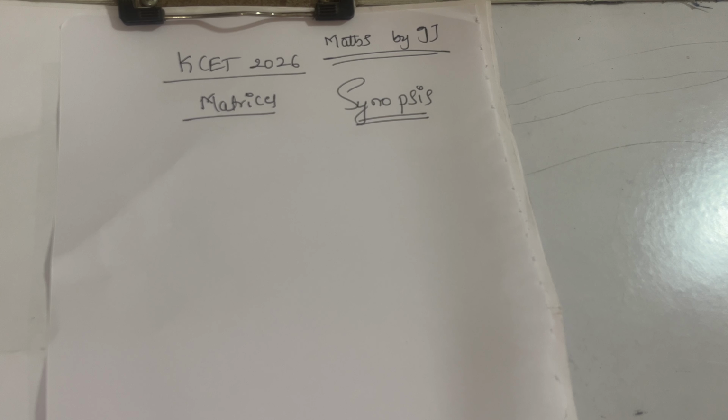Today onwards, we are going to begin with KCET 2026 preparation. I'm going to start with a very easy chapter, that is matrices. Dear students, I'm going to teach you first the synopsis, that means the formulas which you have already learned in your NCERT, which are very important. So let us make them very perfect. Then we will be able to solve the questions based on this matrices chapter.